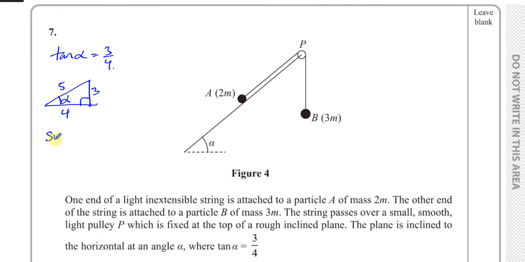Now I can write down the exact value of sine alpha, which is opposite over hypotenuse, 3/5, and the exact value of cosine alpha, which is adjacent over hypotenuse, 4/5. That's much better than finding the angle and then having sine and cosine alpha as decimals or rounded values. It's much better to use this. That's why they give the angles in this format. So that's just preparing us for later on.